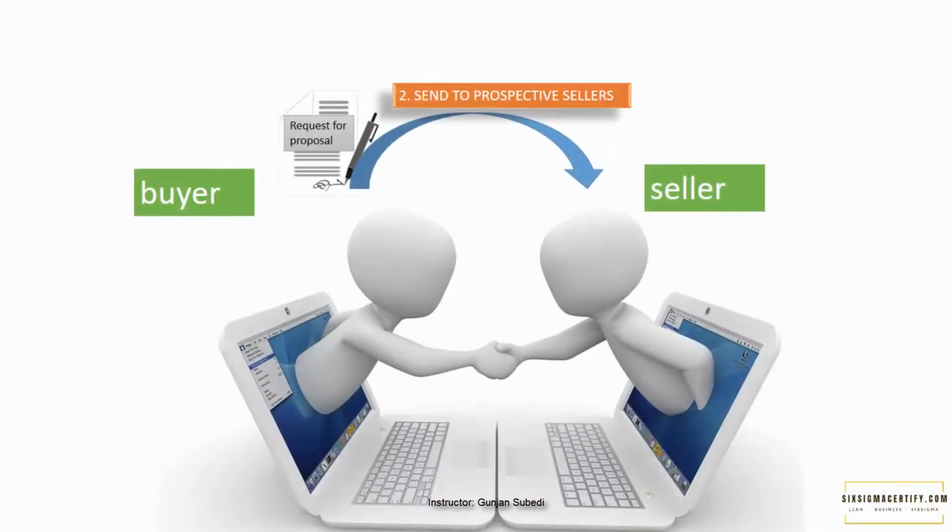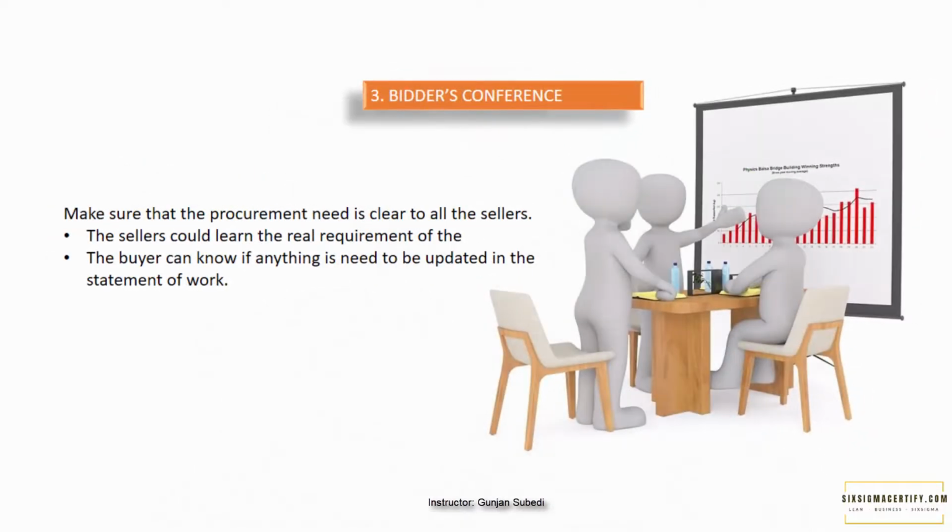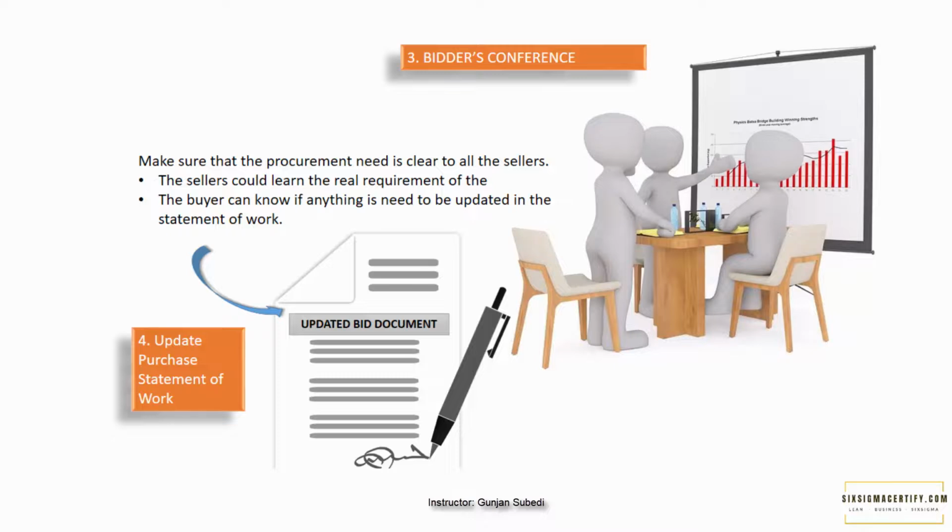These documents are sent to the seller. Still, sometimes there could be a meeting or conference to make sure that the procurement need is clear to all the sellers. This type of meeting is called a bidders conference. Many things could be learned from a bidders conference as well. The seller could learn the real requirement of the buyer and the intention, and the buyer can know if anything needs to be updated in the statement of work.